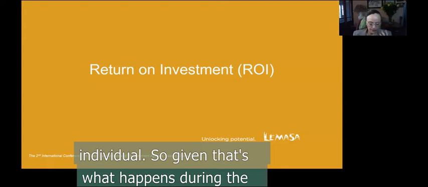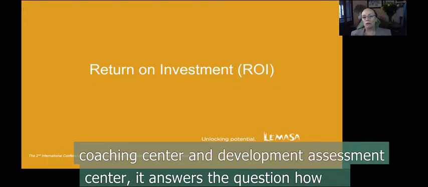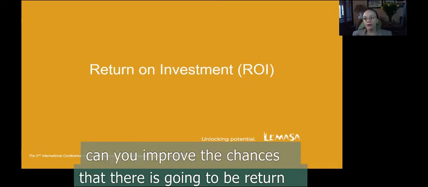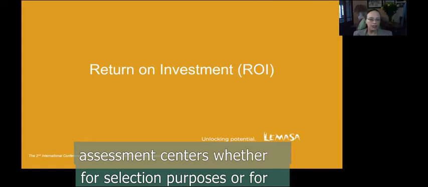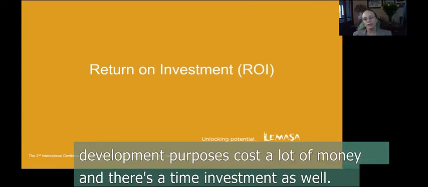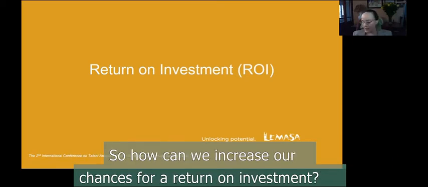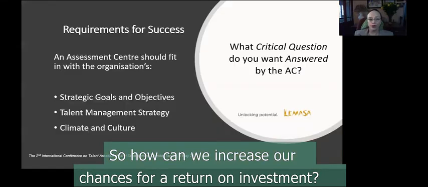So given that that's what happens during a coaching center and a development assessment center, how can you improve the chances that there is going to be a return on investment? Because let's be honest with each other. An assessment center, whether it's for selection purposes or for development purposes, costs money and there's a time investment. So how can we increase chances for a return on it?